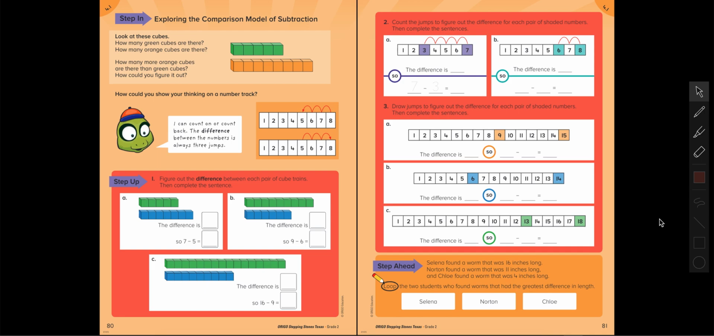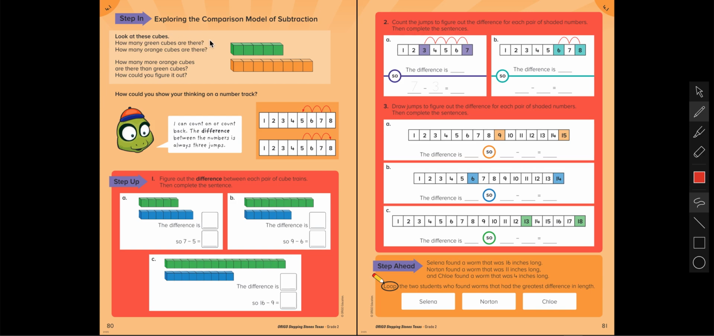of subtraction. As you can see, they're using some cubes. In your toolkit, you do have snap cubes. If you want to take those out to complete this assignment, that would be a great tool. You also have your number line, the orange and the green one. You can use that as well. So we're going to take a look at these cubes here and figure out how many green cubes there are.